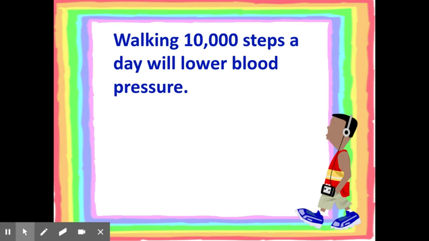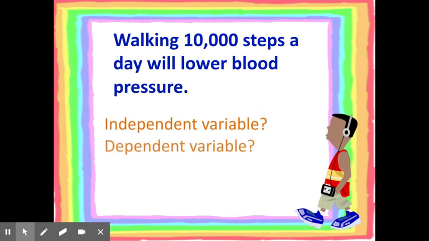Walking 10,000 steps a day will lower blood pressure. So the independent variable, walking 10,000 steps, the effect, or the dependent variable is lowering your blood pressure.